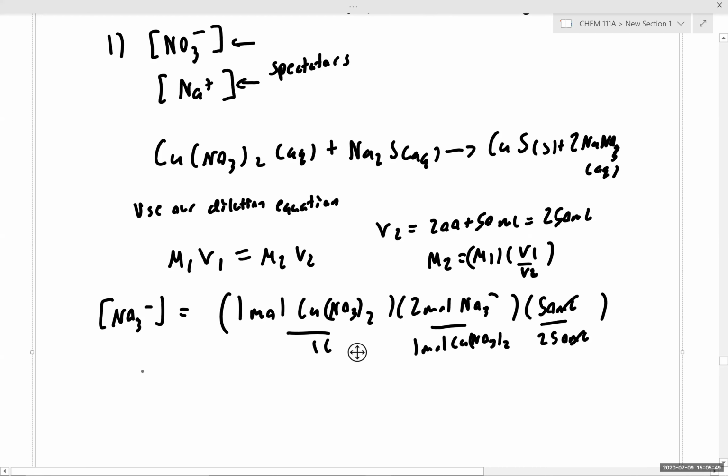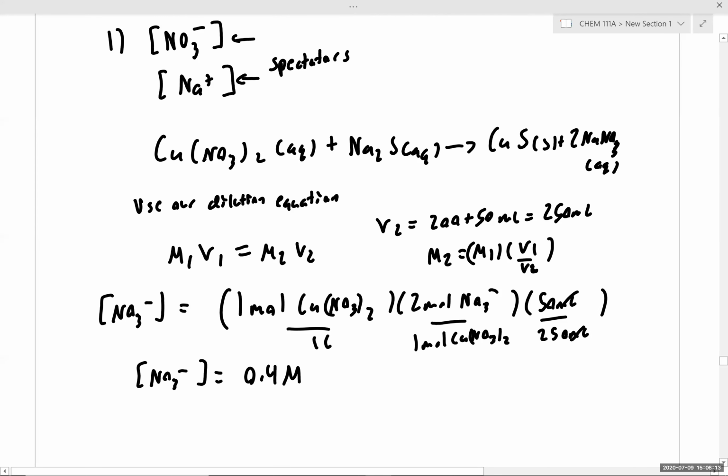So at the end of our calculation, we get a final concentration of nitrate of, punching it into our calculator, 0.4 molar.